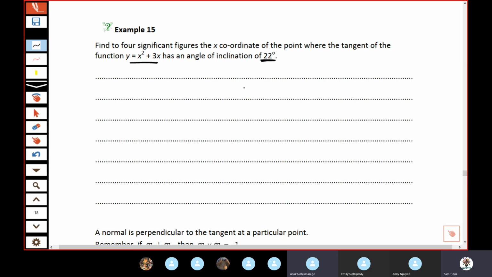Would you have to use the tan theta thing? Yes, because that's the only part you have angle. It's the only thing you ever have angle with, like gradients or tangents. If you ever see an angle, it's always going to be this formula. There's nowhere else would you use angles other than tan theta is equal to m. So yeah, you know the angle of inclination is 22 degrees. So pretty much you know the gradient straight away. Do you agree with that? Yeah. So the gradient looks like it's 0.404.